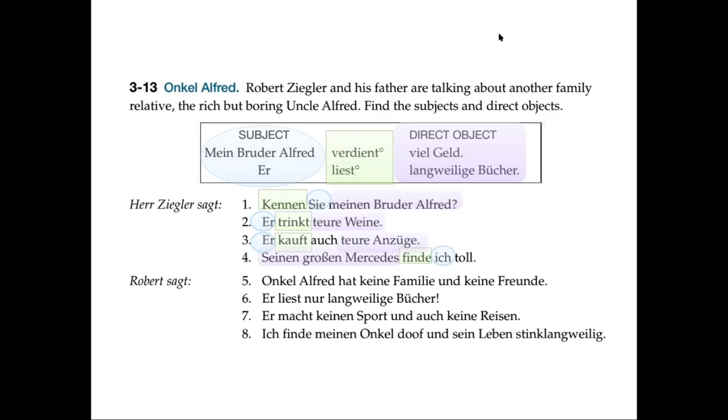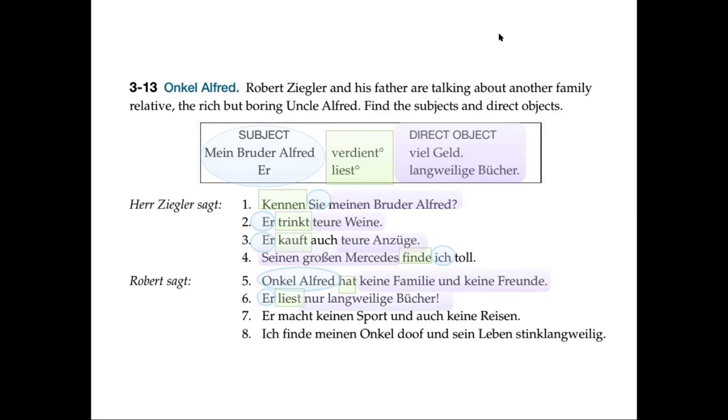Onkel Alfred hat keine Familie und keine Freunde. So our verb here, hat. Und wer hat? Onkel Alfred hat. Und was hat Onkel Alfred? Keine Familie und keine Freunde. Uncle Alfred doesn't have any family or friends. Liest nur langweilige Bücher. Liest is our verb. Wer liest? Er. Und was liest er? Nur langweilige Bücher. Only boring books.